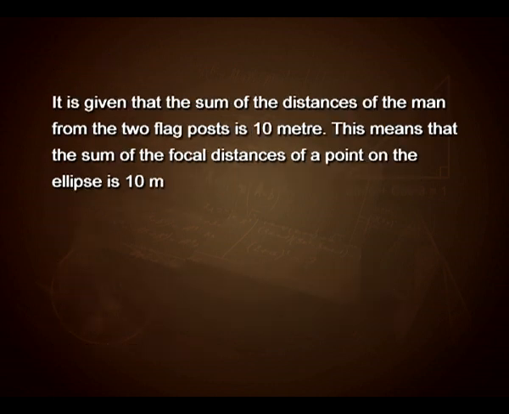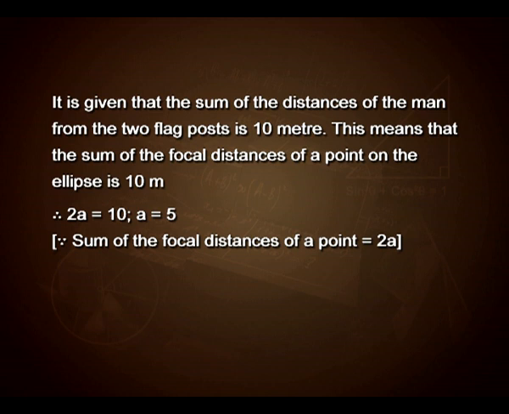It is given that the sum of the distances of the man from the two flag posts is 10 meters. This means that the sum of the focal distances of a point on the ellipse is 10 meters. Therefore, 2a is equal to 10 and a is equal to 5, since it is given that sum of the focal distances of a point is equal to 2a.